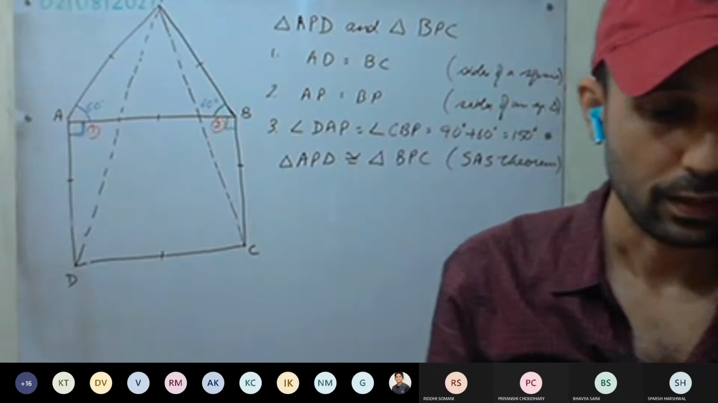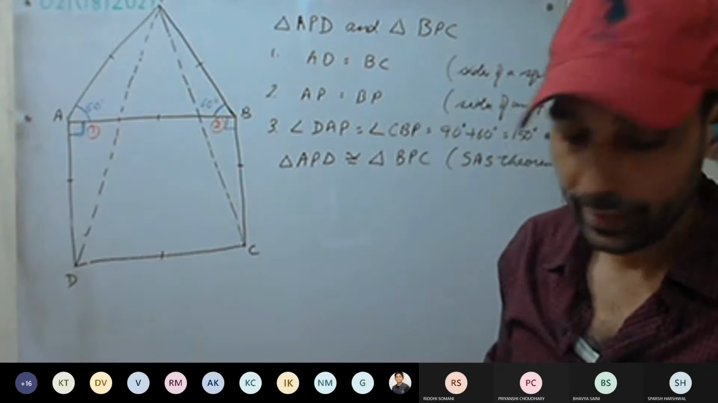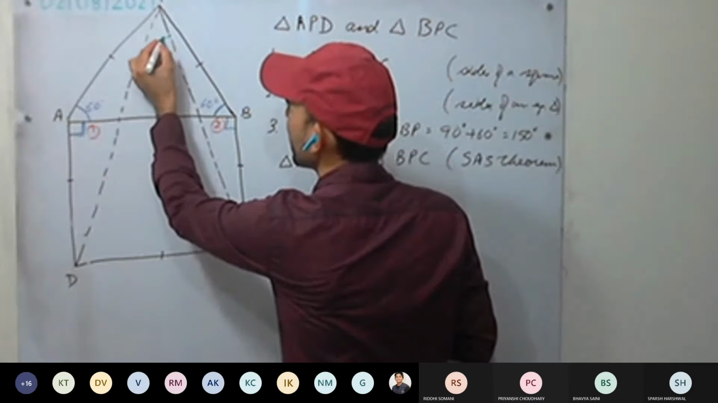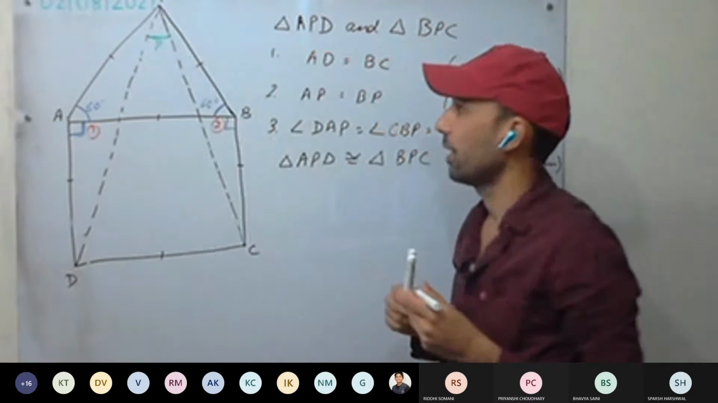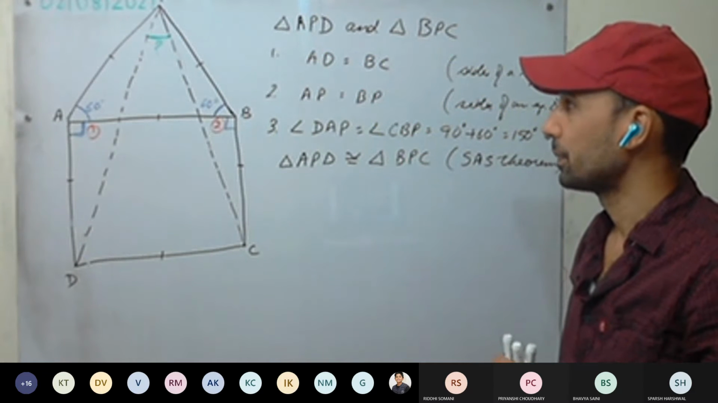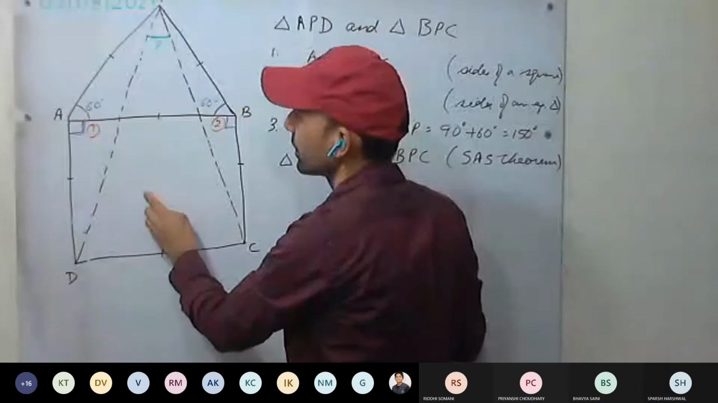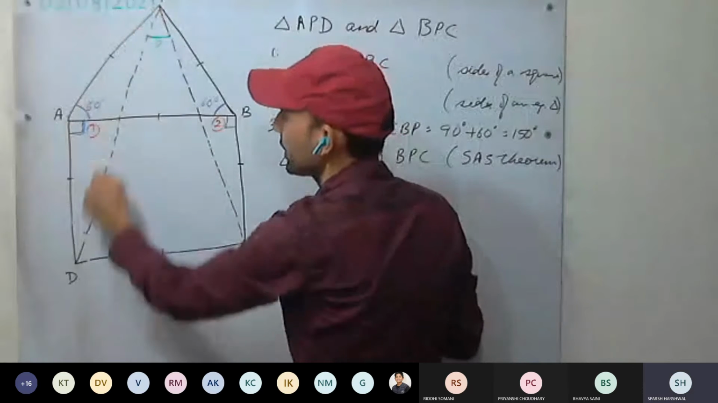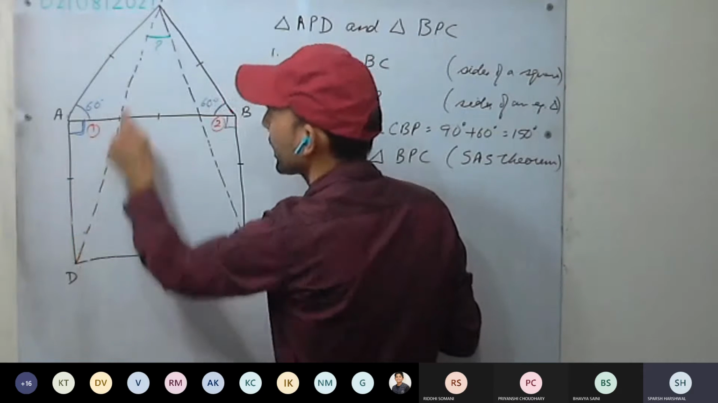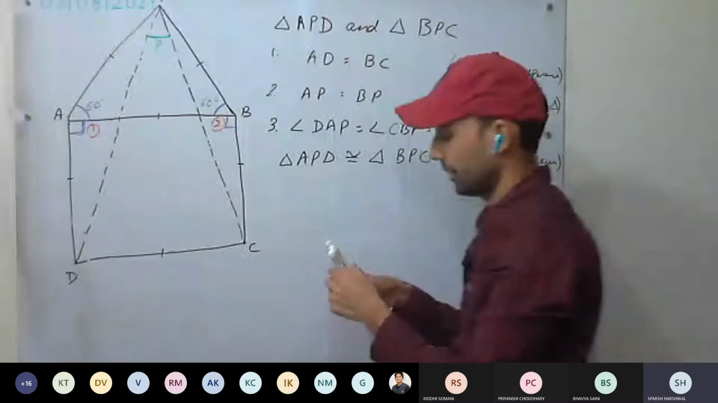This is clear? Okay. Now we have to find which angle? DPC. I'm using green color this time. We have to find this angle. How much is this angle? How to calculate? See here. What kind of triangle is this? Sir, isosceles triangle. So this angle equal to this angle. You can calculate this angle.